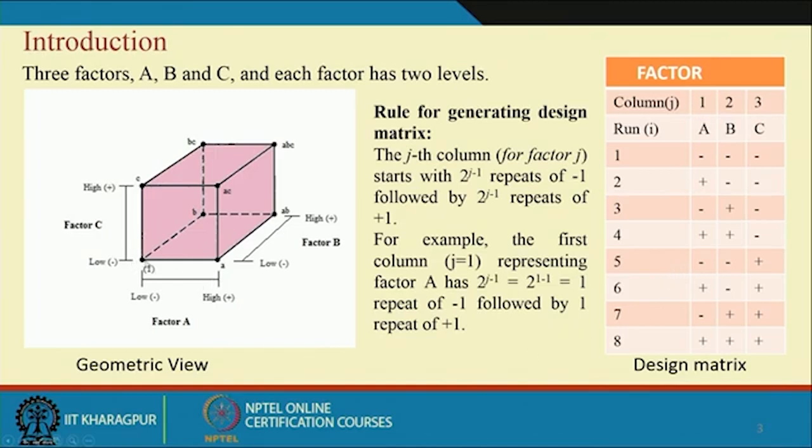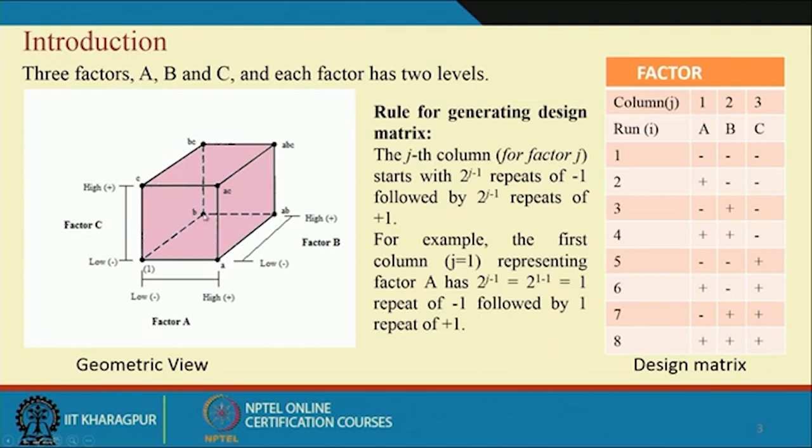Now, you see this one, the cube. This is a point represented by (1) within brackets. That means this is a point where all three factors are at low level. This is a point which is represented by a. That means this point is the point where factor A is at high level and the other two factors are at low level.